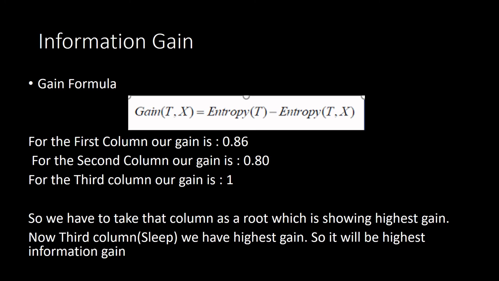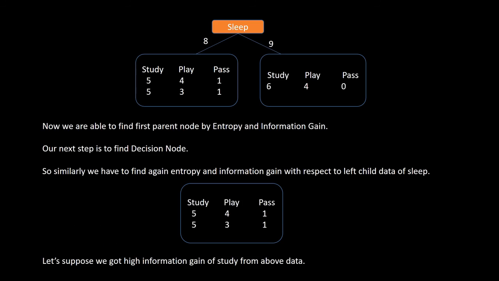Now we have to take as root node the one which has the highest value of information gain. So our root node will be sleep, and according to the numbers we have to separate them. Now here we have to apply the same procedure again to distribute data with respect to the left decision node and right decision node of the root node. Suppose we got our highest information gain from the study column. So it will separate like this.